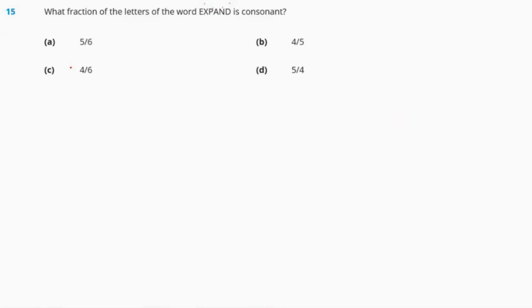Question 15. What fraction of the letters of the word EXPAND is consonant? Okay. In order to form the fraction, let us find the numerator and denominator separately. So to find out the denominator, first of all, we will count the total number of alphabets in this word. So the total number of alphabets, as we can see, is 1, 2, 3, 4, 5 and 6. So denominator will be 6. Now we have to find the fraction of consonant, right? So the total consonants here are 1, 2, 3 and 4. That is X, P, N and D. So this will be 4 out of 6. So the right answer is option C.